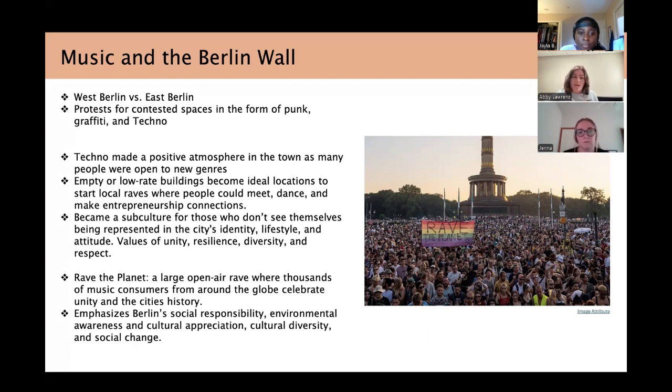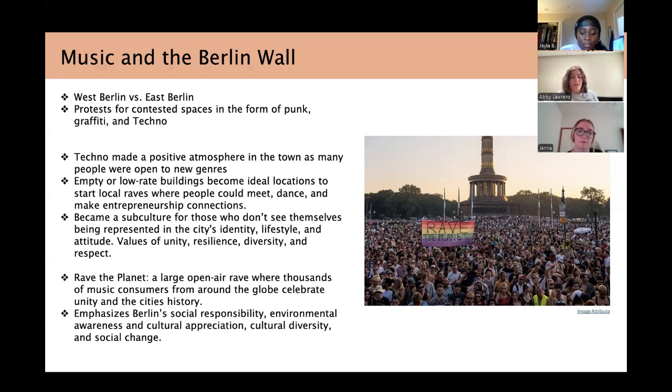So, going off of techno music, it made a positive atmosphere as many people were open to these new genres, and empty, low-rent buildings became locations for these people to meet and enjoy the music. This happened so often it became a subculture for people who didn't think they had an identity in the city, whose values didn't match what was being represented.